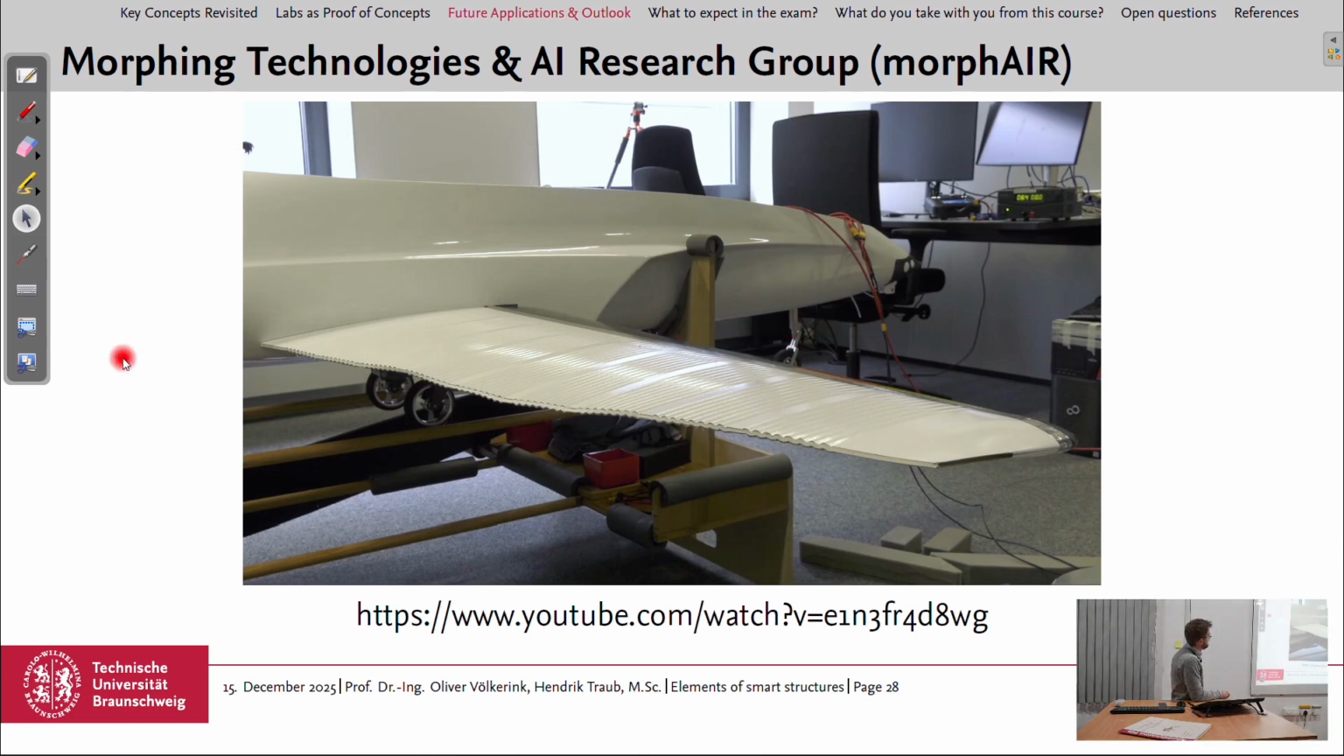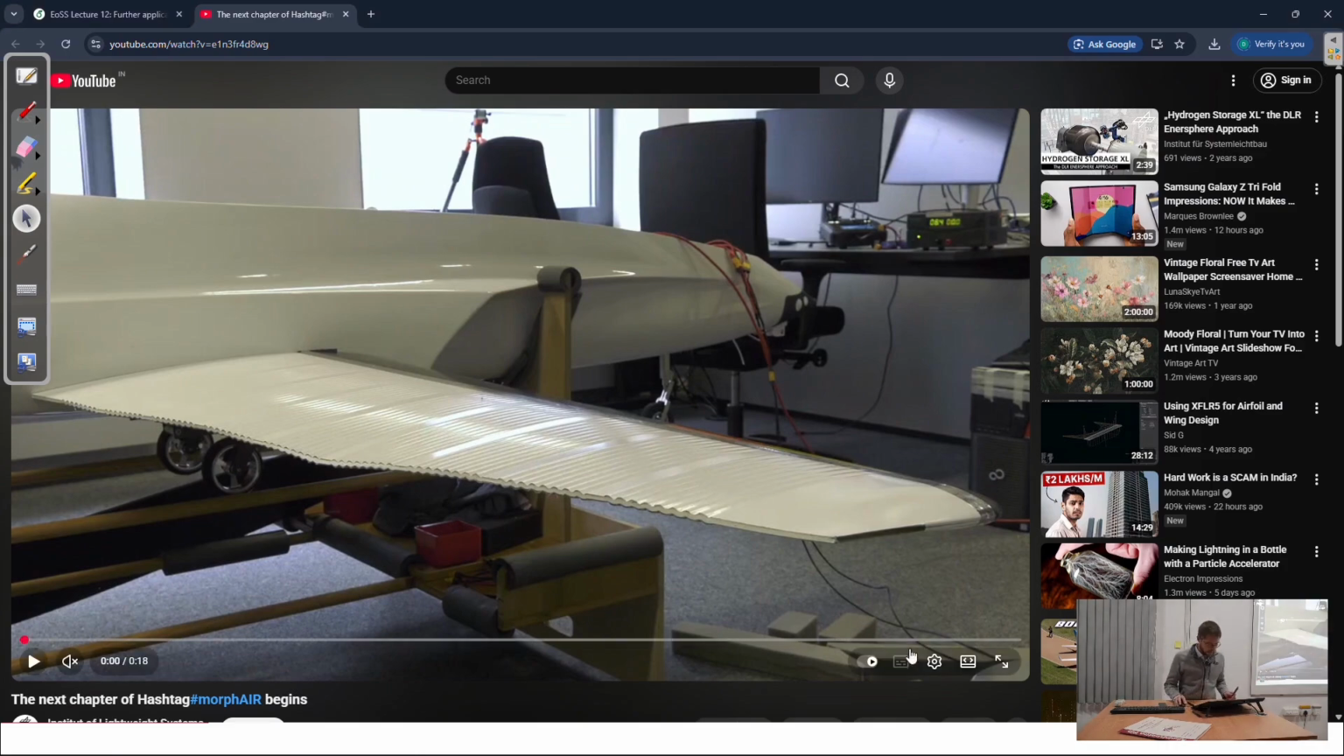This is the aircraft, these Proteus aircraft, and here's the wing with the flexible trailing edge. I will go quickly to YouTube, and here you can have a look at the morphing trailing edge of the aircraft. So there are no individual control surfaces, but you can really deform the whole wing, the whole trailing edge, and use them as control surfaces or as high lift devices.